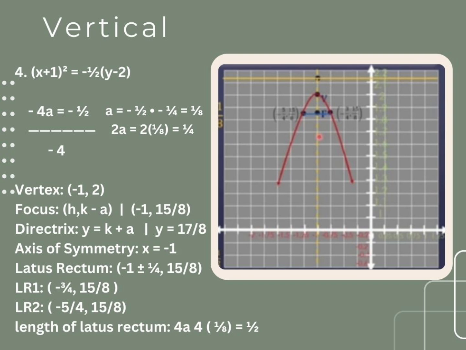Red curve, the parabola. Point F, the focus. Horizontal yellow line, the directrix. Point V, the vertex, (-1, 2). Latus rectum points, the ends of the latus rectum.